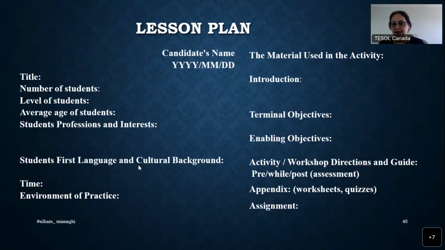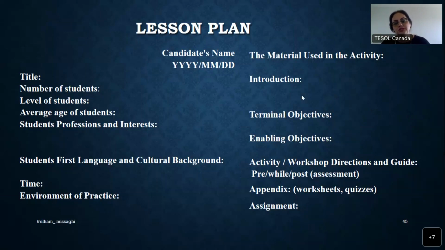So is it English? Is it Arabic? Is it Persian? Is it Chinese? Is it Japanese? And cultural background. Time, how long is this lesson plan for? For 90 minutes, for 30 minutes, for 60 minutes, for how long? And environment of practice. Is it for online? Is it for school? Is it for private class? And the material. You have to make a list of all the materials, markers, whiteboards, video clips, audios, props, for example, posters, puppets, anything you use, you have to make a list here.